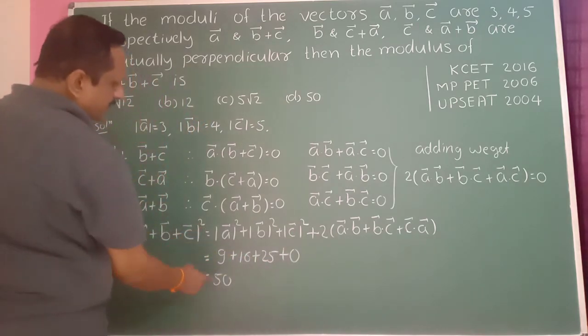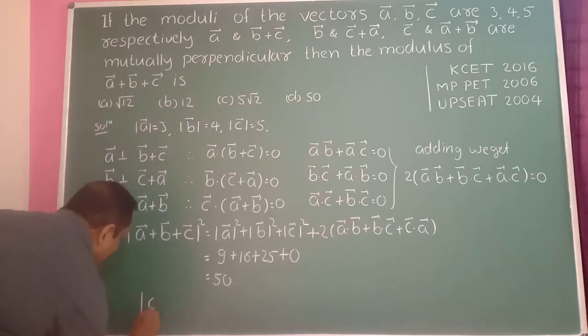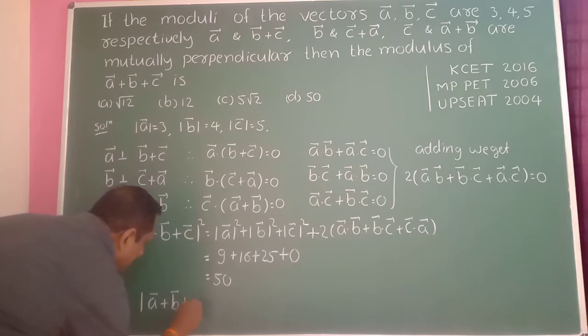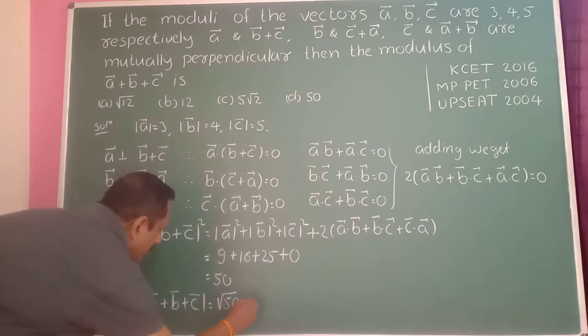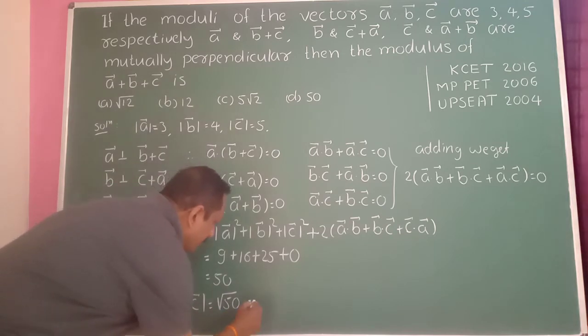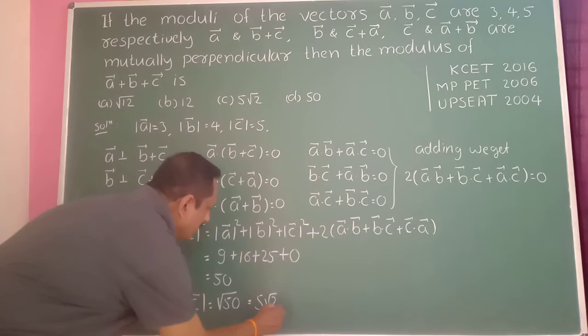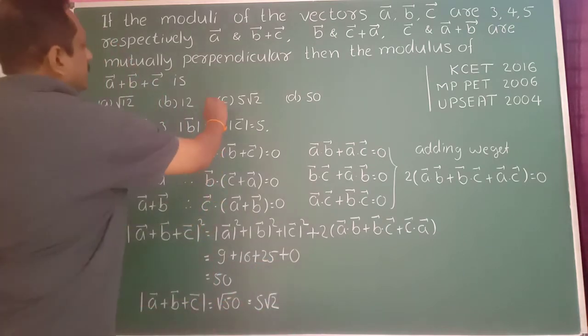Take the square root of the right hand side here. The modulus of a bar plus b bar plus c bar is root of 50. Root of 50 means 25 into 2, 50 here, therefore 5 root 2. So C is the answer.